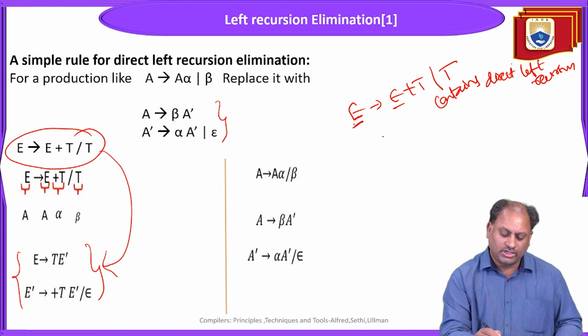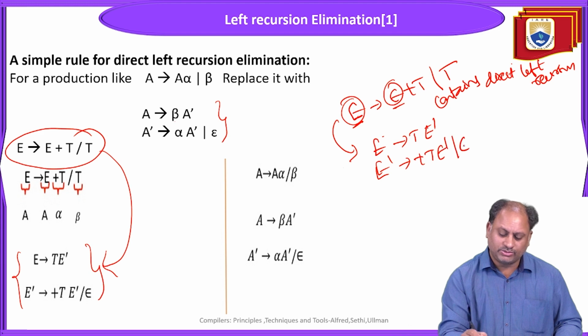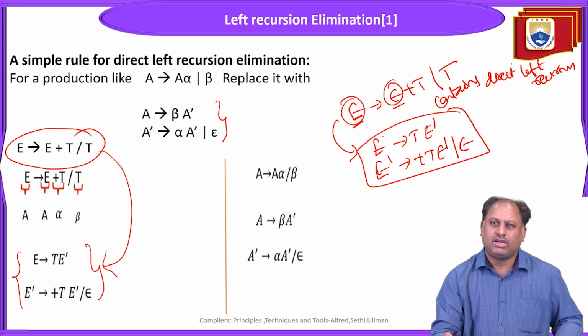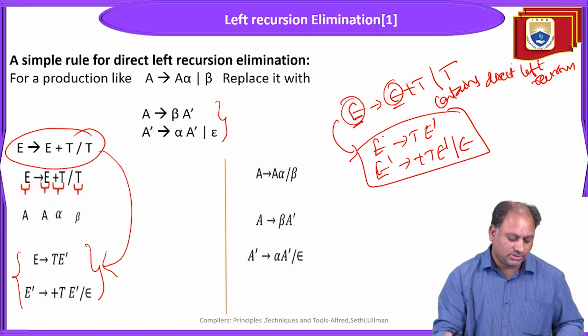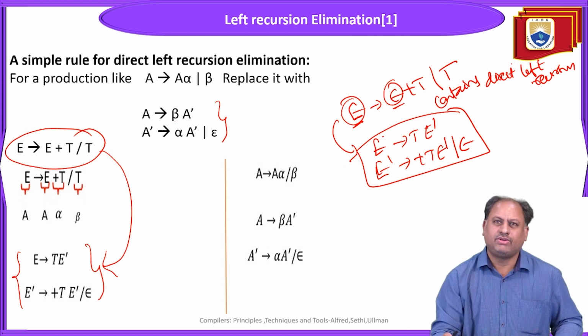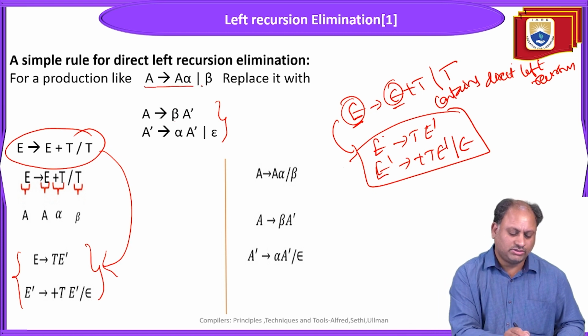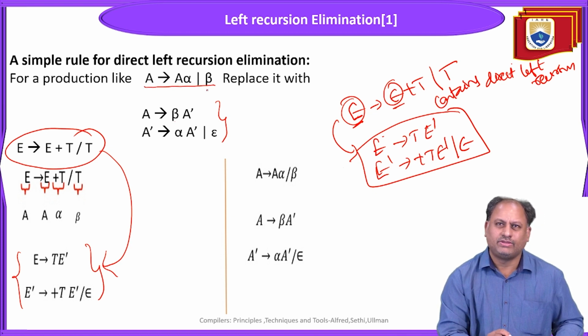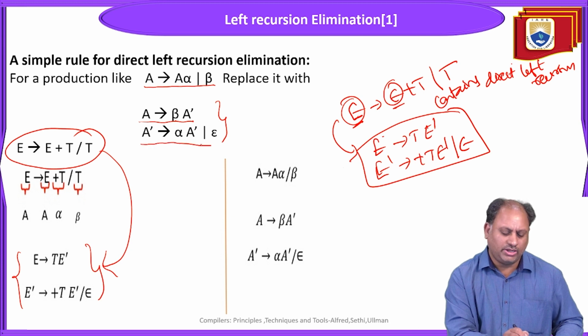Then we have eliminated this case and replaced it with two more cases. E derives T E dash, and the second one is E dash derives plus T E dash, and then epsilon. So these two remove this left recursion, and we have successfully executed this. So what is the general notation? A derives A alpha and A derives beta. If the grammar is in this general format, then replace it with A derives beta A dash. This is the first production, and the second production is A dash derives alpha A dash and epsilon.